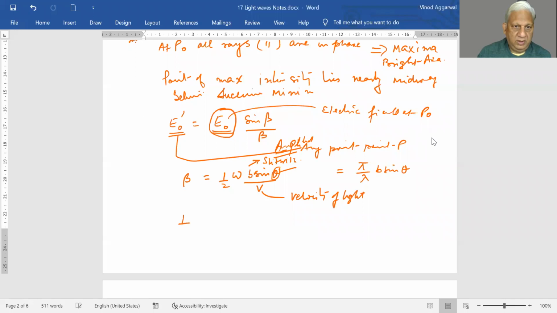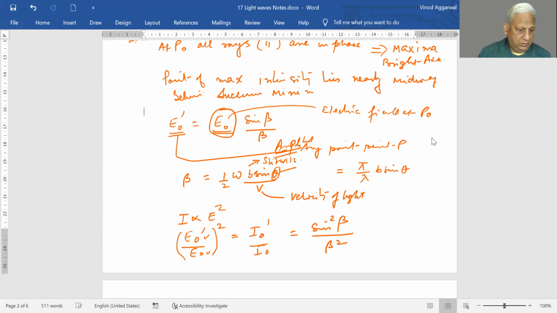Now we all know intensity is proportional to the square of amplitude. So E0 dash by E0 square, this is the ratio. This will become the ratio of intensity at any point with respect to point P0. This will be equal to sine square beta by beta square.